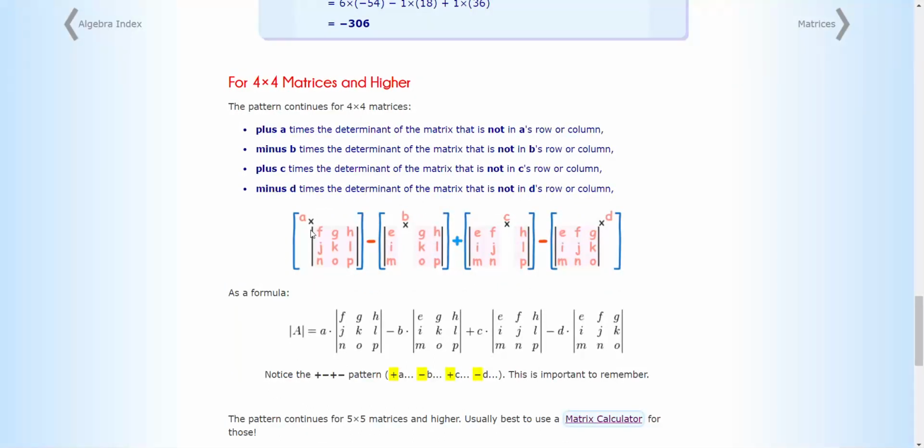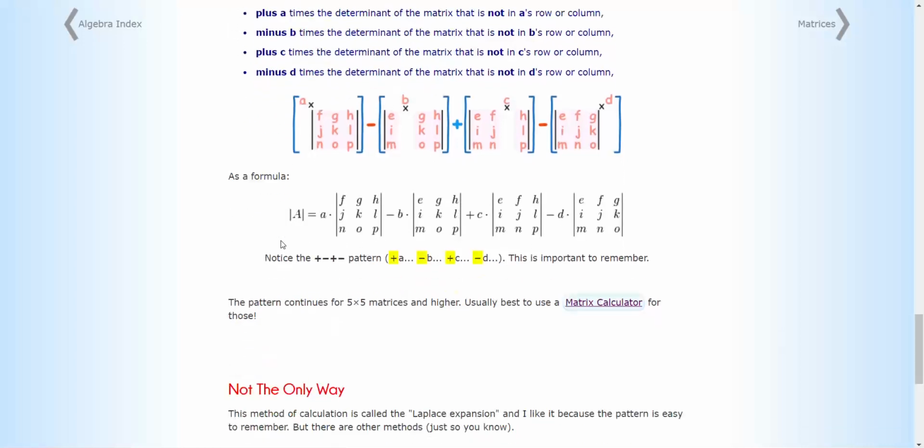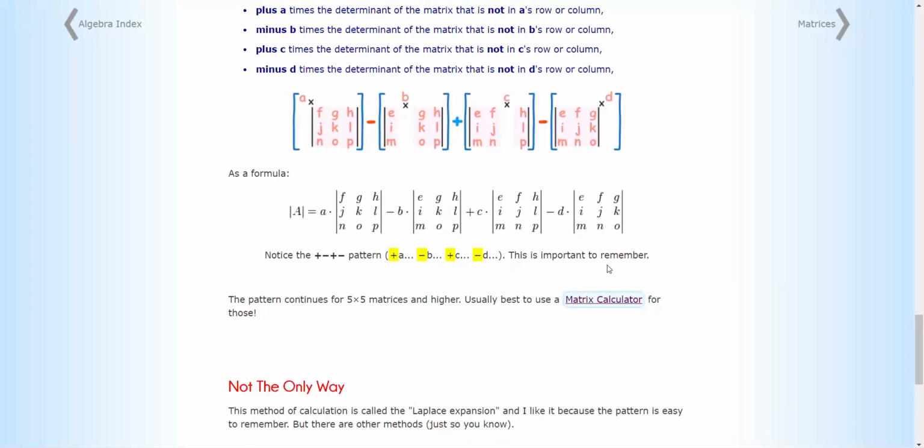Okay. Minus B times the determinant that is not in B's rows or column, plus C times the determinant that's not in C's column, minus D. So the sign is interchangeable as a formula. But how would you calculate this? Would you take another... so A, F, G, A, H, yeah, that one we understand. Minus, plus, minus, this we understand. Notice the pattern is important to remember.